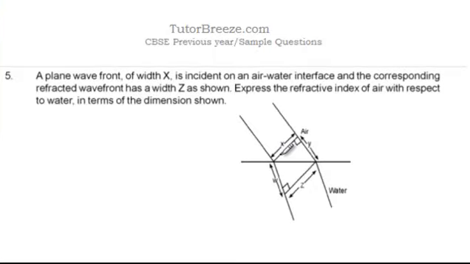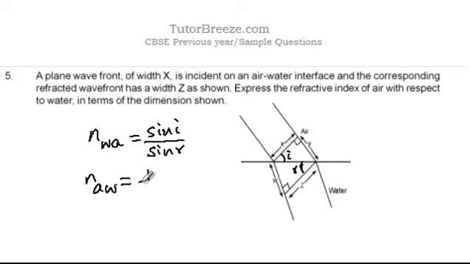The angle of incidence in this case would be this angle, and the angle of refraction would be the angle between the refracted wavefront and the interface. Now, to find the refractive index, see, this is water and this is air. So the refractive index of water with respect to air is sin i over sin r. So the refractive index of air with respect to water would be the reciprocal of the refractive index of water with respect to air. So this would be sin r over sin i.